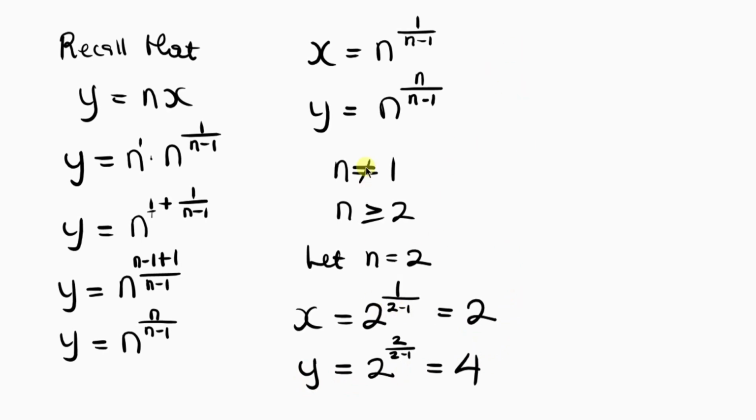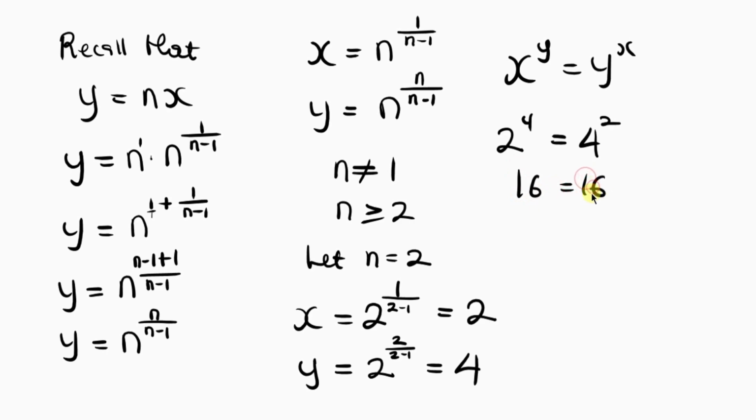So let's try that out. Remember, our given equation is x to the power y is equal to y to the power x. So let's see if x is 2, we're going to be having y to be 4, if they are going to be the same thing. So x is 2 to the power y is 4, equal to y is 4 to the power x is 2. Now, notice that we have 16 equal to 16. So we can keep trying different values of n to get different values of y. So we are saying that the values of x and y change as the value for n increases.